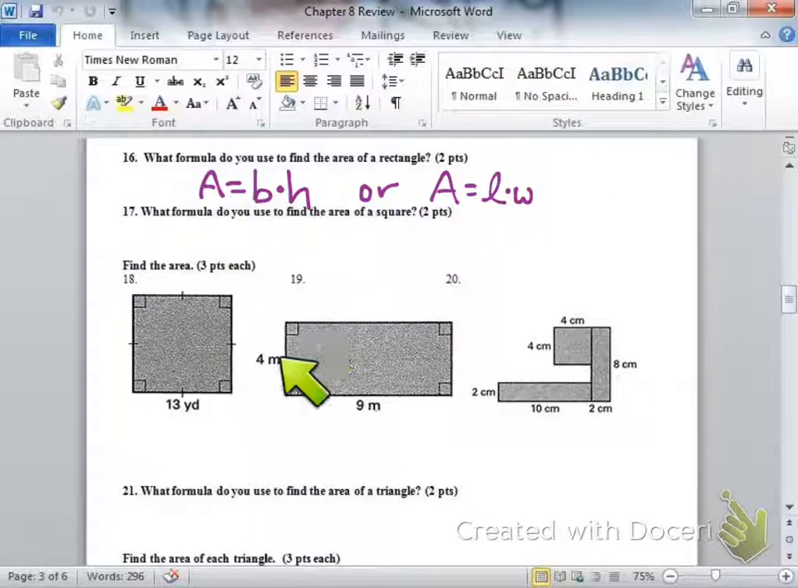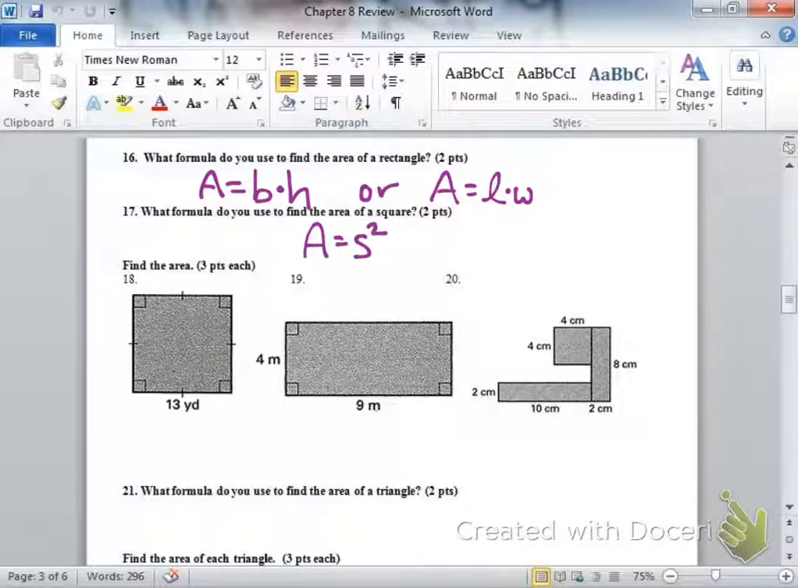In a rectangle, there's only 2 numbers usually given. Those are the 2. Some people call it base and height. Some people call it length and width. If we're looking at a square, though, what do we do? It's going to be A equals S squared, where S is the side length.